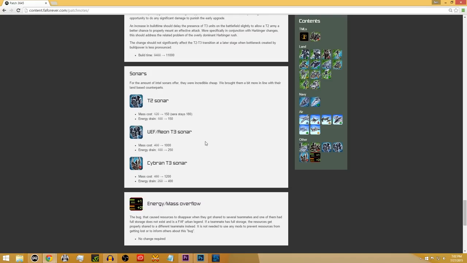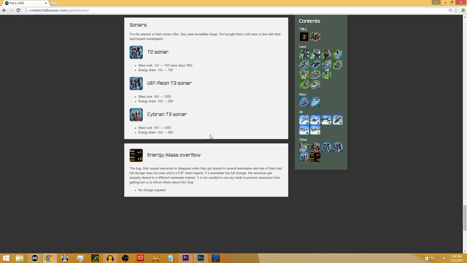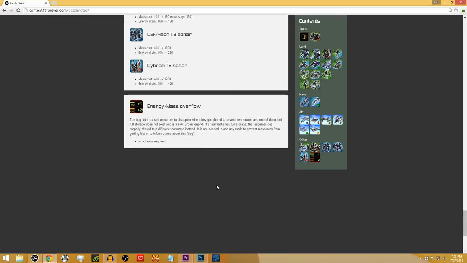And then a note on energy mass overflow. And I have to admit, I actually believed that this was a bug. I did not know that this was this way, but just so everyone's on the same page, resources do not disappear. And there's actually a mod for this. It's sharing eco or eco sharing mod, something like that. Basically, it forced a share through a UI mod of any additional overflow that you had so that it would be distributed to people as they needed it. And in reality, Forged Alliance already does that.